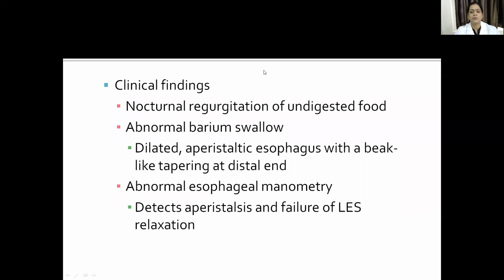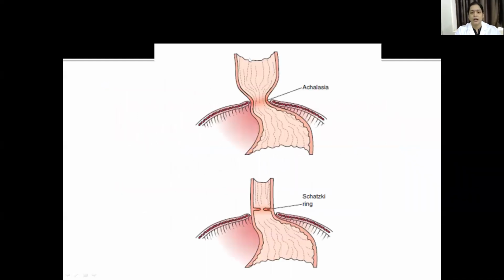So clinical findings, what you find is that there is nocturnal regurgitation of undigested food, and then there is an aperistaltic esophagus. You always find that there's something inside your esophagus, and then abnormal esophageal manometry, which detects the aperistalsis and failure of LES relaxation. Now, this is an example where this is the diaphragmatic hiatus, if you remember, and this is the fundus of the stomach, and the lower esophageal sphincter here is too much contracted, so the food we eat will not reach the stomach, right?